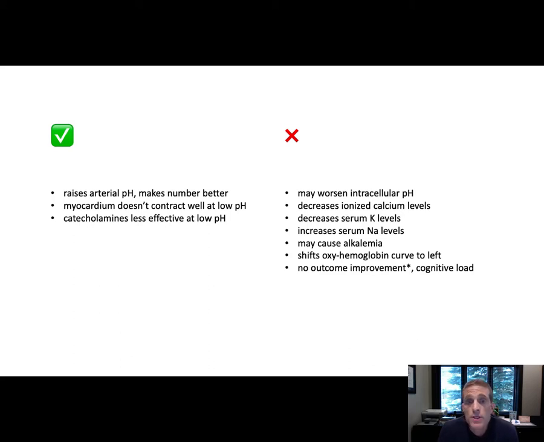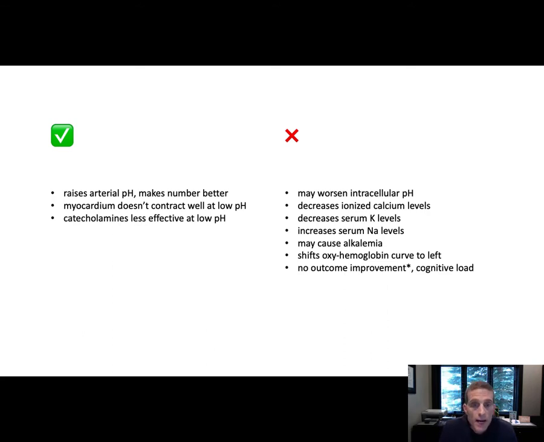We know that bicarb decreases ionized calcium levels. We talked about how the myocardium doesn't contract well at low pH. Well, the myocardium also needs adequate levels of ionized calcium to contract, and bicarb lowers ionized calcium. So theoretically, that could make things worse. Bicarb also decreases serum potassium levels. It's a treatment for hyperkalemia, so that's not always beneficial. It increases serum sodium levels, which in certain patient populations is not beneficial.